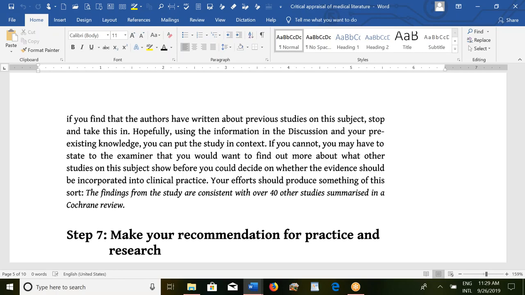But if they have not given you any reference that in the past how many studies were done on the subject, then you can say that in the discussion section the author has not given reference to many studies or has not told us what the existing evidence is, what information we have on the subject right now. So it is hard to comment on the condition.